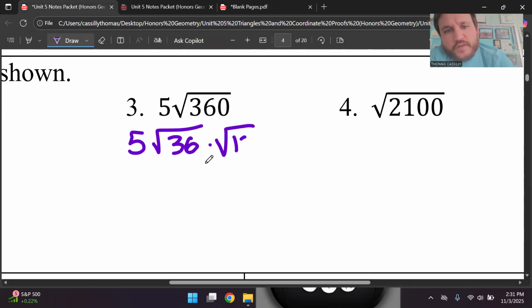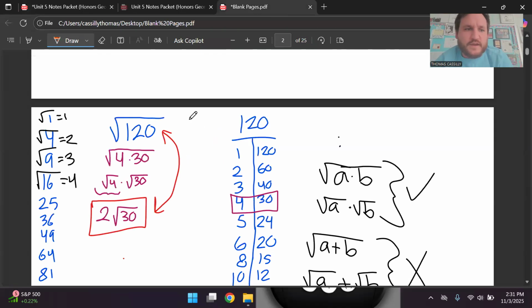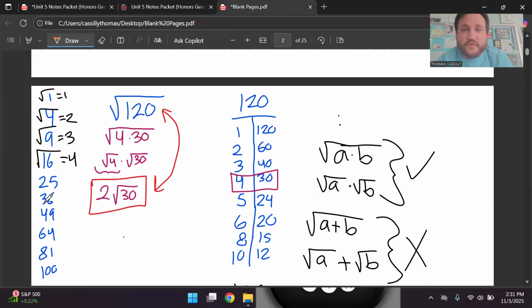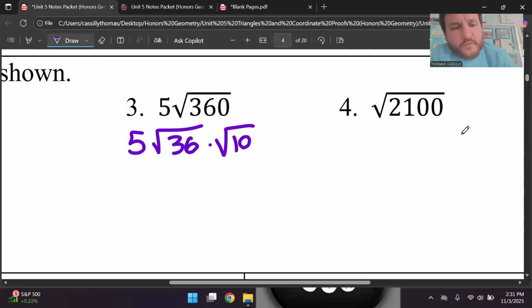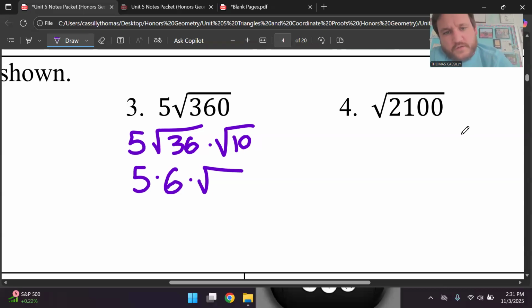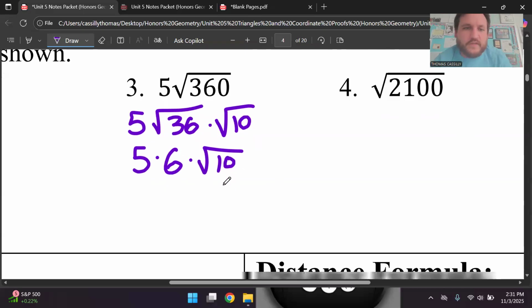Why did I choose 36? I chose 36 because it's a perfect square. The square root of 36 is 6. So this turns into 5 times the square root of 36, which turns into a normal 6. Square root of 10, ugly number. You can type it in your calculator, see for yourself. It's 3 point something. No human knows what that is.